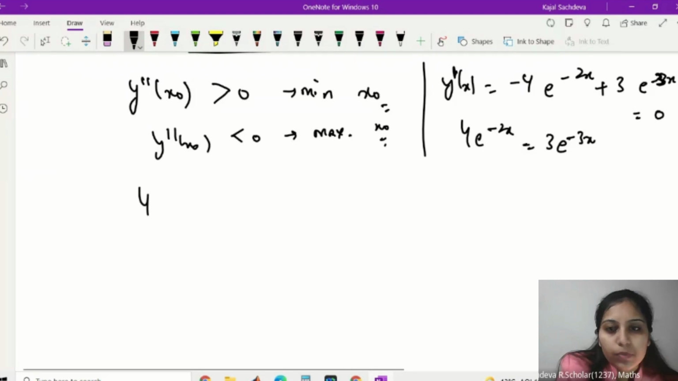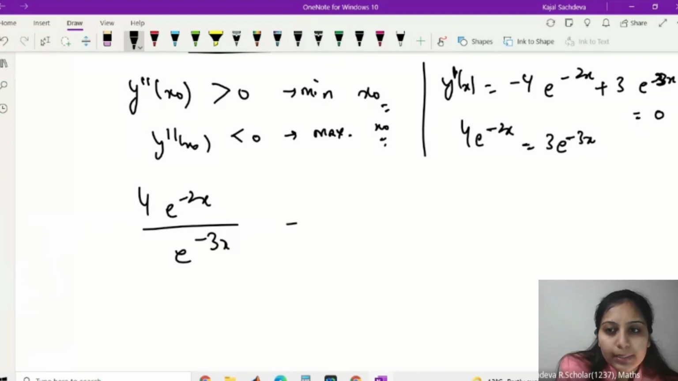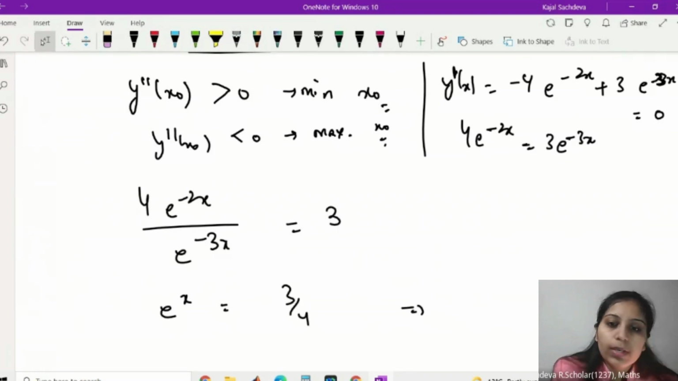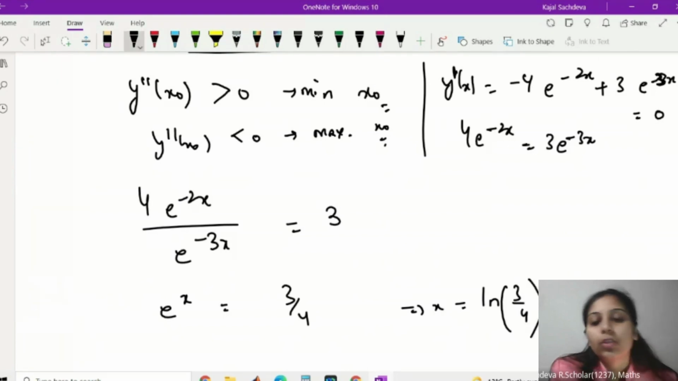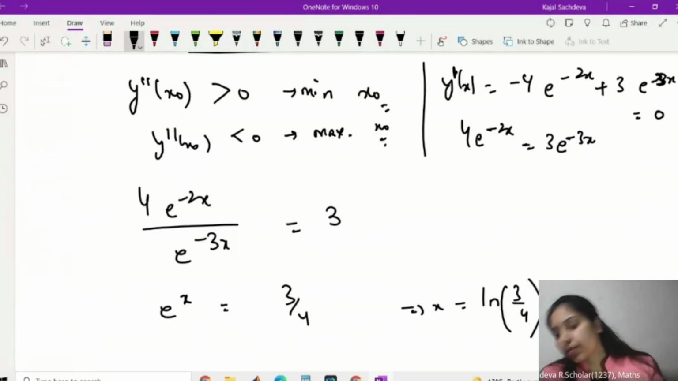taking 4 e raised to power minus 2x, in division e raised to power minus 3x is equal to 3. So we get e raised to power minus 3 plus 2, that is x. E raised to power x is equal to 3 by 4, or we can write x is equal to log of 3 by 4. So this is a single point we get from here.